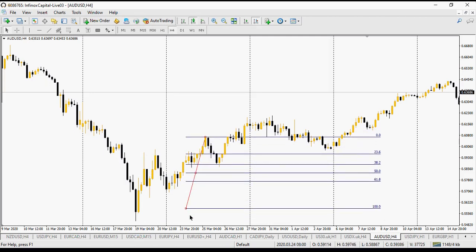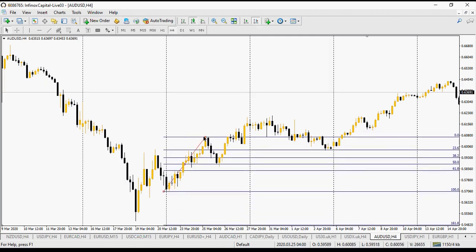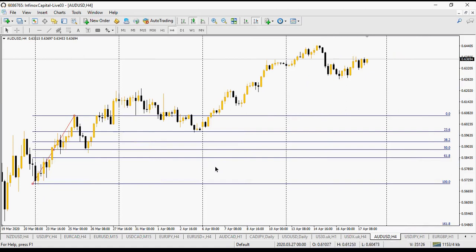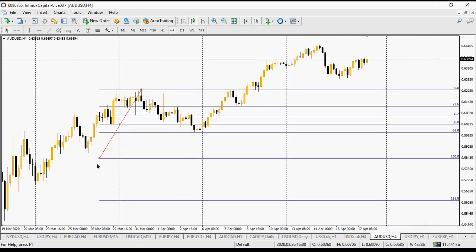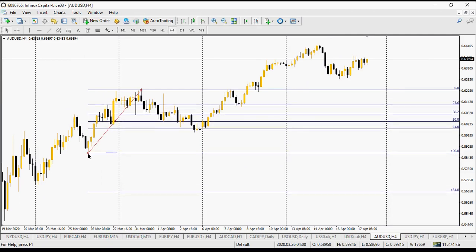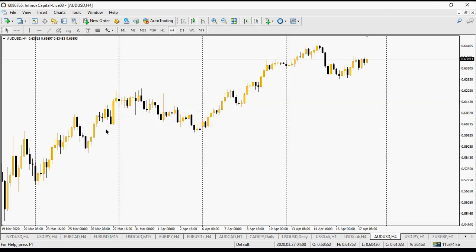Then we have another wave right here. From here to this point, we retrace again to 50%, and then it moves up. Now if you look at the next wave, from here to here, the market came into 61.8 before moving up. Are you seeing it? You see these things many times in the market.